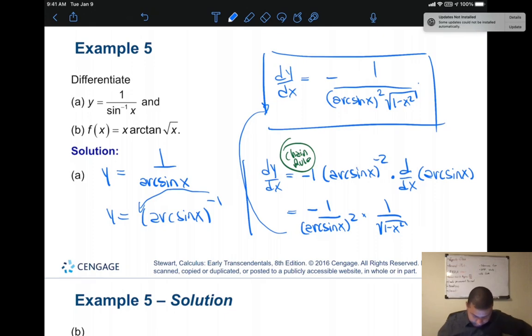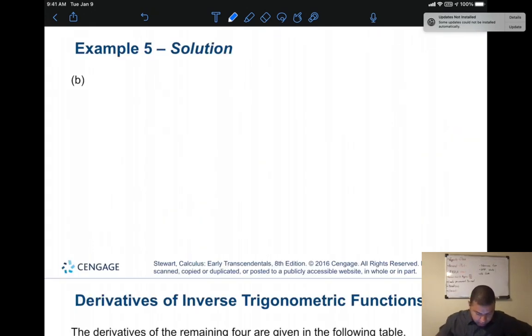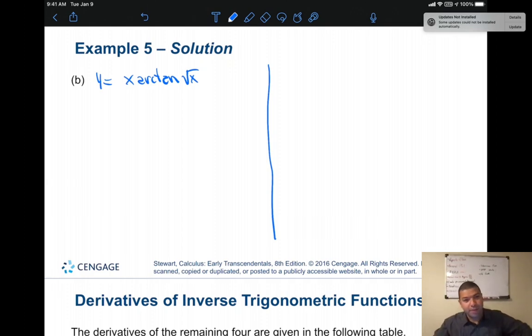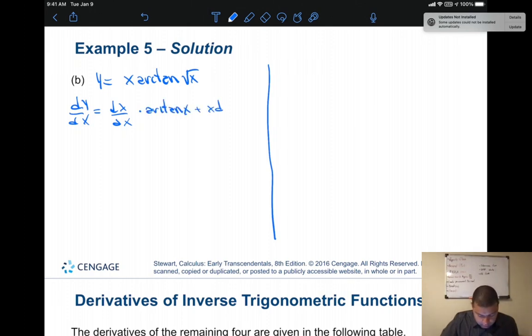Okay, so let's go again. Let's go to B now. Here, B. So split this up into two parts. y equals x arctangent of root x. Now they already wrote arctangent. They didn't use tangent inverse. And now I start with the product rule. So it's dx of x times arctangent x plus x times dx of arctangent of the square root of x.